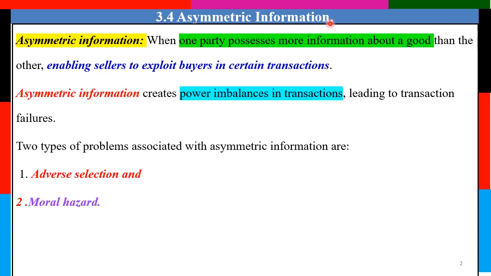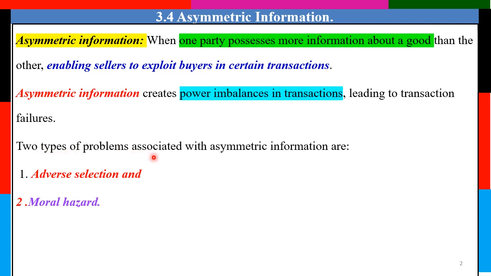Asymmetric information. Asymmetric information occurs when one party possesses more information about a good than the other. This enables the seller to exploit buyers in certain transactions. Again, we can say asymmetric information creates a power imbalance in transactions, leading to transaction failure.